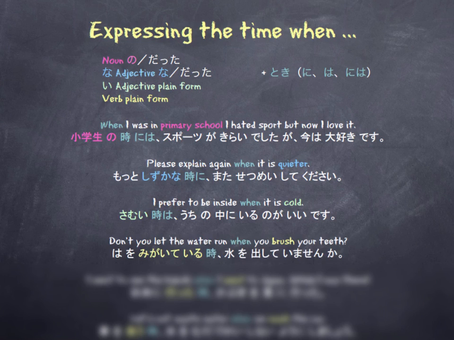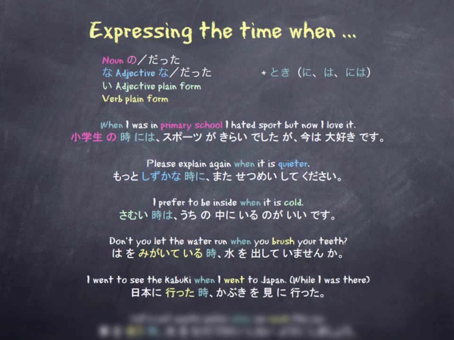In our fourth example, we don't actually have a particle following toki. It's just standalone. So don't you let the water run when you brush your teeth. 歯を磨いている時、水を出していませんか? In this case, we're also using a verb and it's in its plain form. 磨いている.